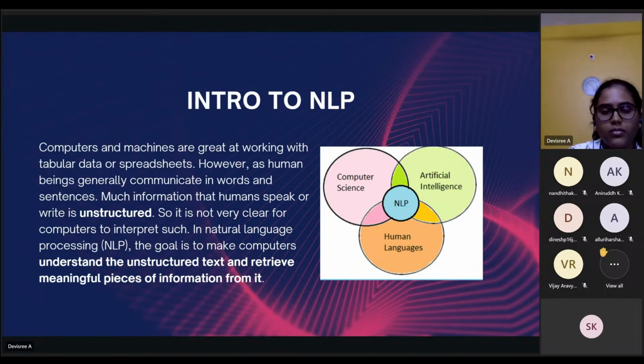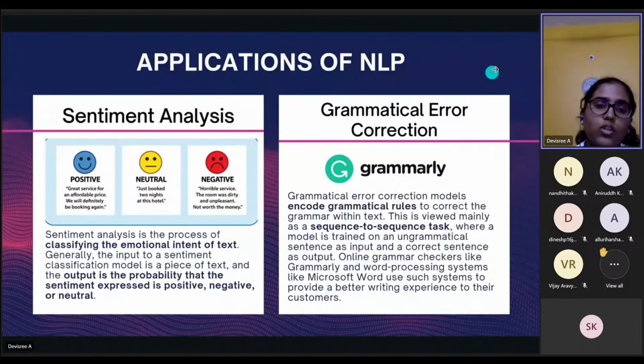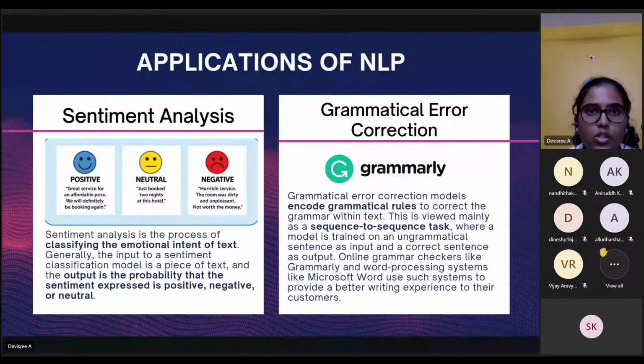Right. So you might not even realize that you're using NLP based models or NLP applications in your real life. Let's see some of them. So first is sentiment analysis. Sentiment analysis is the process of classifying the emotional intent of the text. So the text, as in say reviews or comments, like reviews for movies, or comments for any Amazon product you want to buy online.